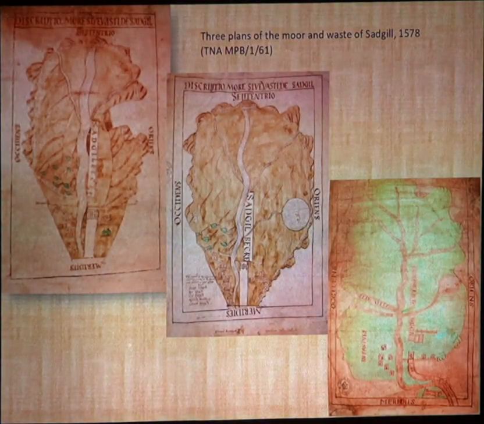Just to give you a quick example of 1578 maps, these are all in the National Archives in Kew. This is Sadgill in Long Saddle. This again is how the landscape is changing at the end of the medieval period. Do you all know Sadgill and Long Saddle? I think it's one of the nicest valleys to walk because it's one of the less touristy ones. Yeah. This map is right at the head of the Long Saddle Valley.